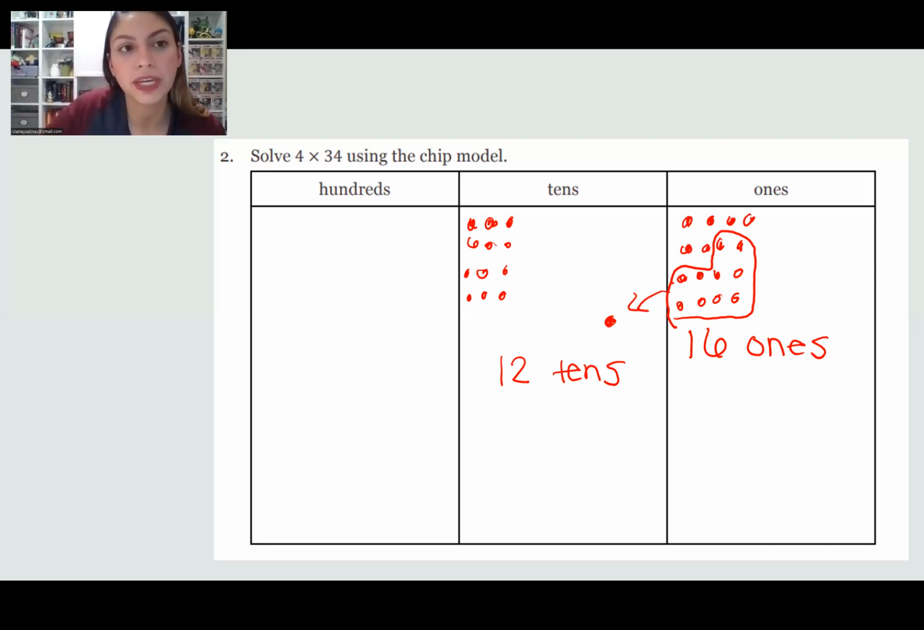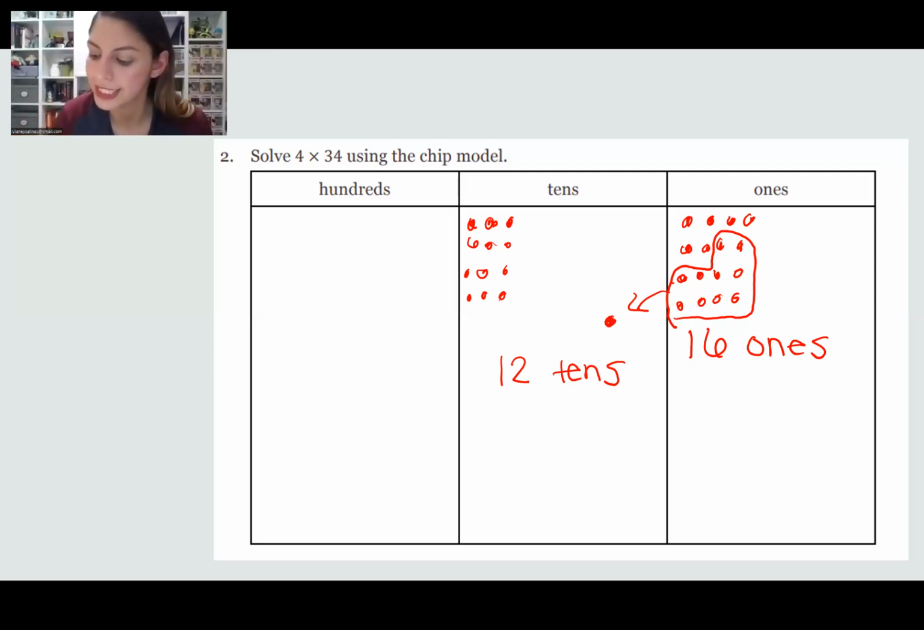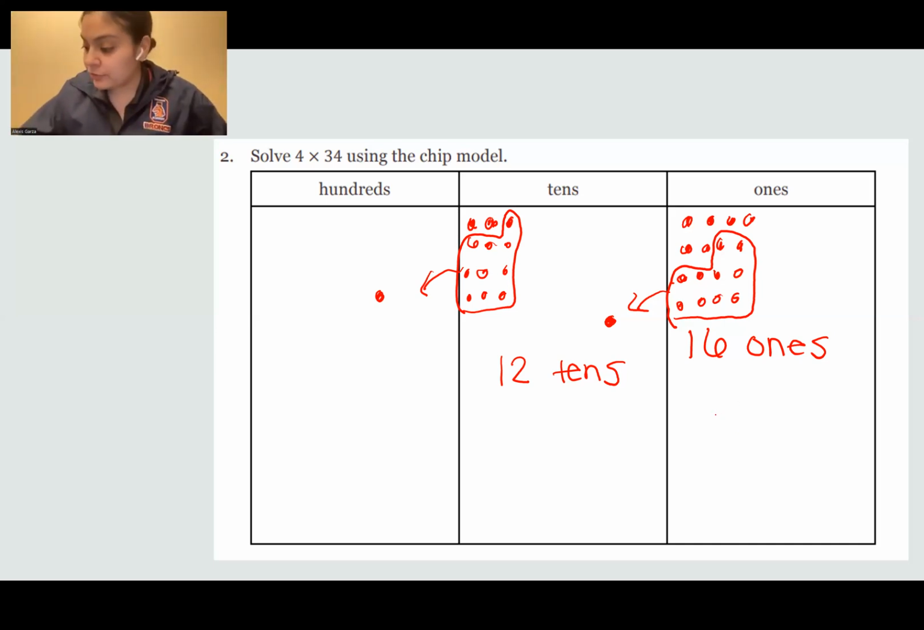Is there anything else that we can regroup on our place value chart? There's also enough tens to regroup. Great. So let's go ahead and regroup and bundle 10 tens, and we're regrouping them into the hundreds place. Now, how many ones are there? After the regrouping, we have 6 ones.